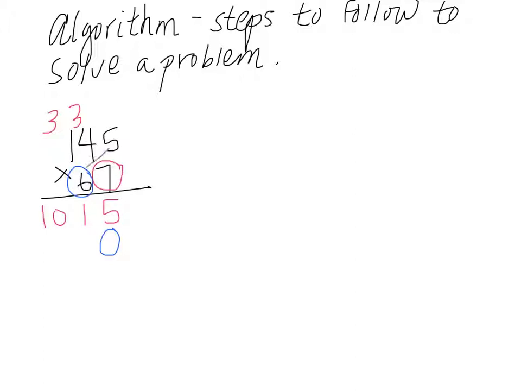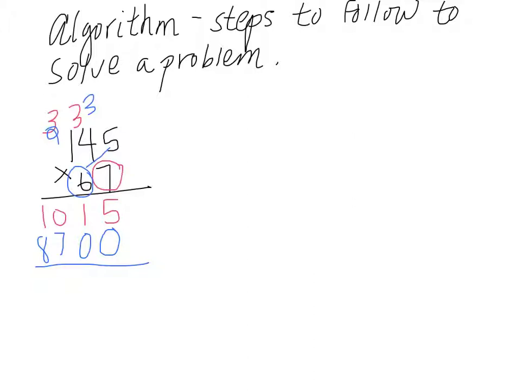So we'll do 6 times 5. That will give us 30. We're going to carry that 3. 6 times 4 will give us 24. We need to add the 3 we carried, which gives us 27. And then we are going to do 6 times 1 is 6. Add the 2 that we carried, which gives us 8.